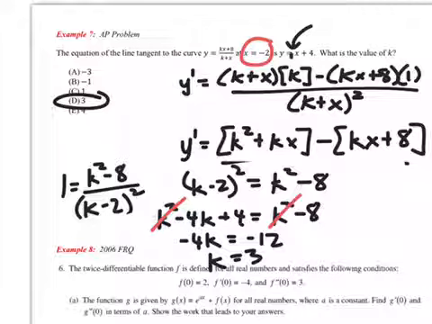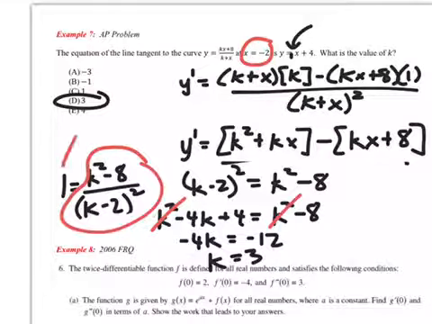Just so we're understanding here, I wanted my slope, this was my slope equation, my derivative, to equal 1 because the equation of the tangent line had a slope of 1. Let's move on to the next question.